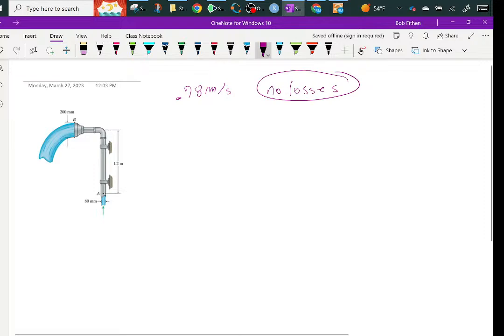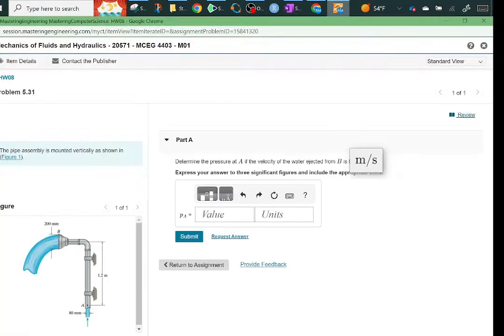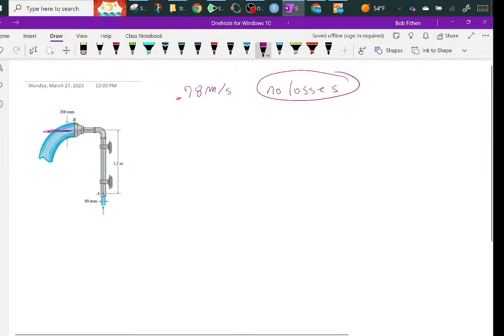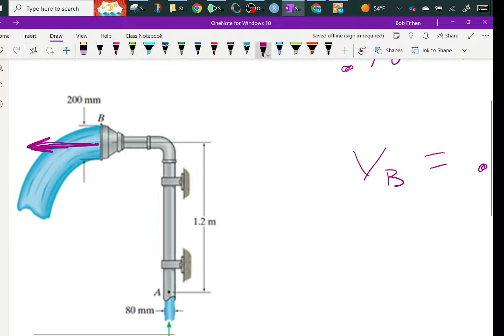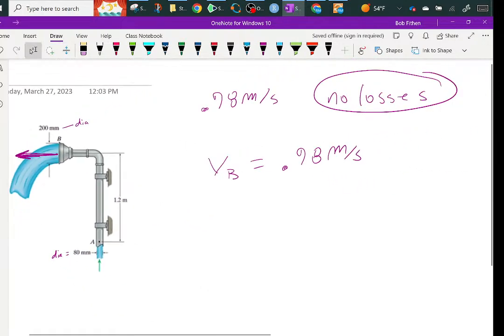So if it's ejecting at B, and he's throwing out at B, that means the velocity of B is equal to 0.78 meters per second. Now, the other thing is, I'm going to assume that this is a circular cross section. So this will be a diameter, and this will be a diameter. It makes sense, because you can have square pipes, but you don't see them that much.